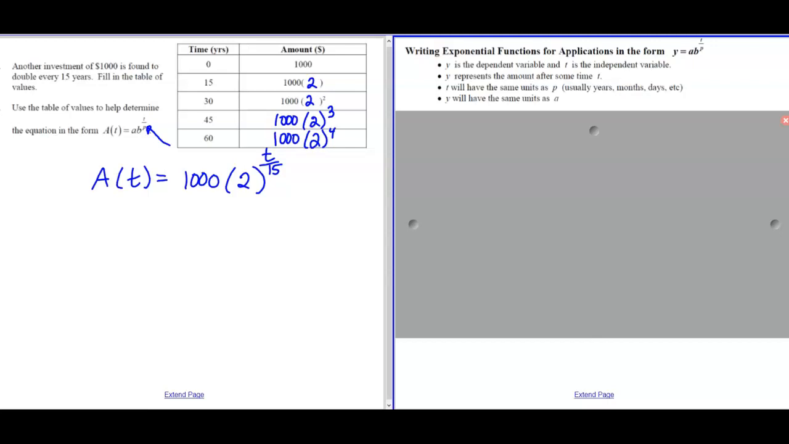All right, so what does everything represent? y is the dependent variable, t is independent. y represents the amount after some time t. t will have the same units as p. So that's a really important thing. The t value and the time period that it takes to double or to halve or triple, or whatever it is, have to be in the same unit. So if t is in years, p has to be in years.